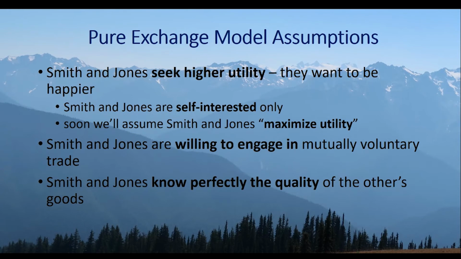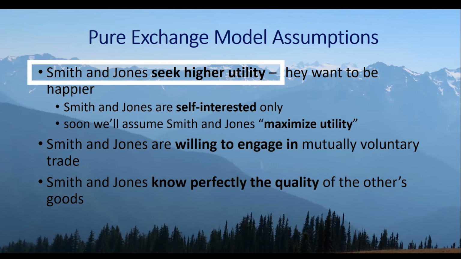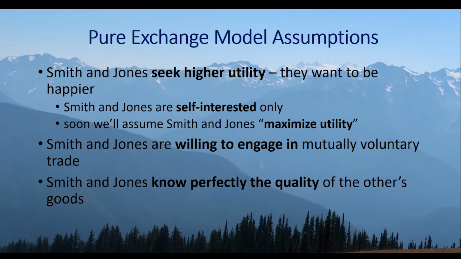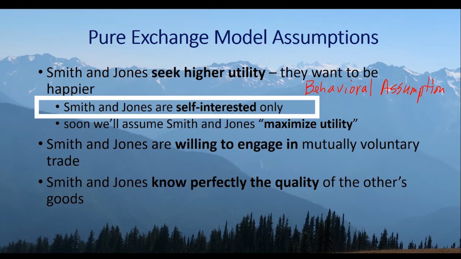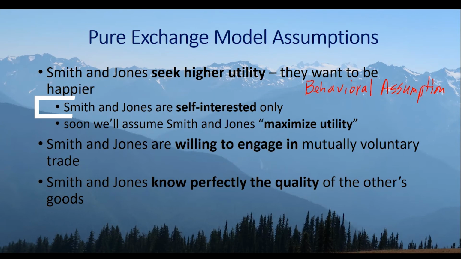So the next assumption: Smith and Jones seek higher utility. That means they want to be happier. This is what we would call a behavioral assumption. Now we're making an assumption about the intentions or the desires of the individual agents in our particular model. And we're going to imagine that they are self-interested. That is, they only care about their own individual utility. They're not thinking about what the other person is feeling, whether they're going to be happier or not happier. They're only interested in themselves. And we're going to introduce that as a key assumption here.